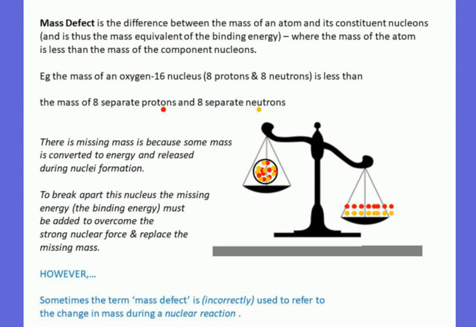However, even though mass defect should formally be talking about a single atom and the difference between the mass of that single atom and its component nucleons, sometimes mass defect is incorrectly, I suppose you could say, used to refer to the change in mass during a nuclear reaction. Let's have a look at that now.